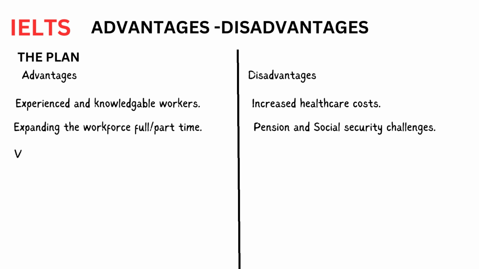Experienced and knowledgeable workers. Yep, because they've been working all their lives, hopefully. Expanding the workforce, full and part-time. So it gives us a bigger workforce because these people tend to work longer now. The retirement ages have increased, and that's another point to make about it.